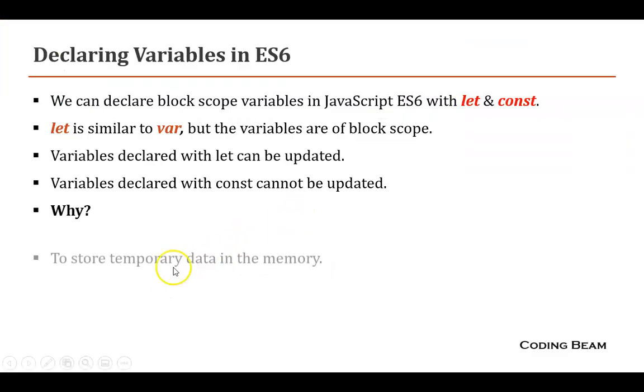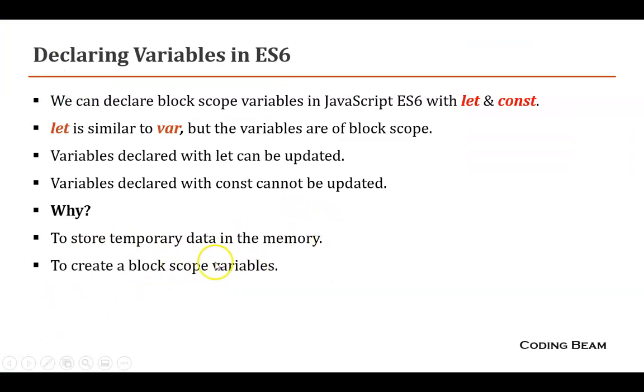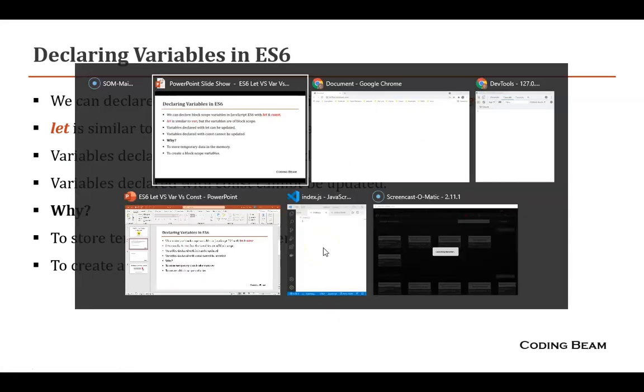So why do we need them? To store temporary data in memory and to create block scope variables with ES6 with let and const. And now about const, let me go to Visual Studio Code again.